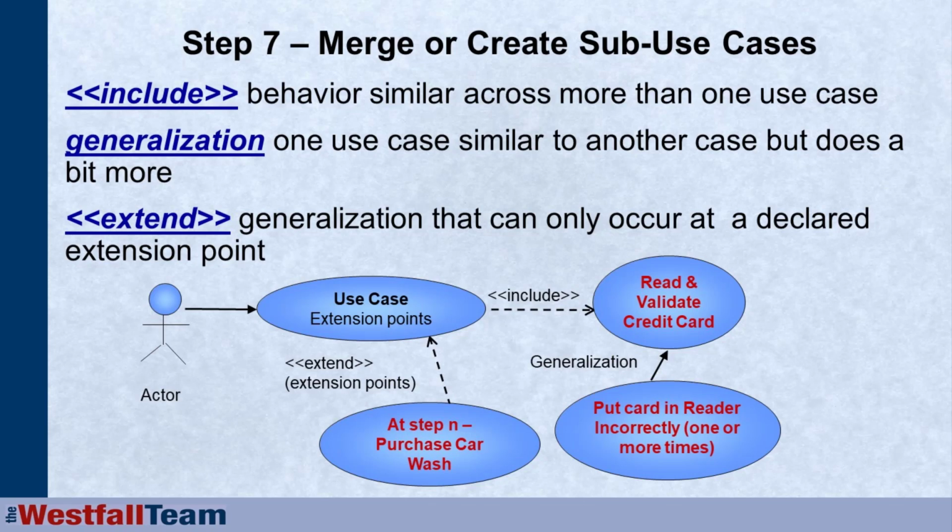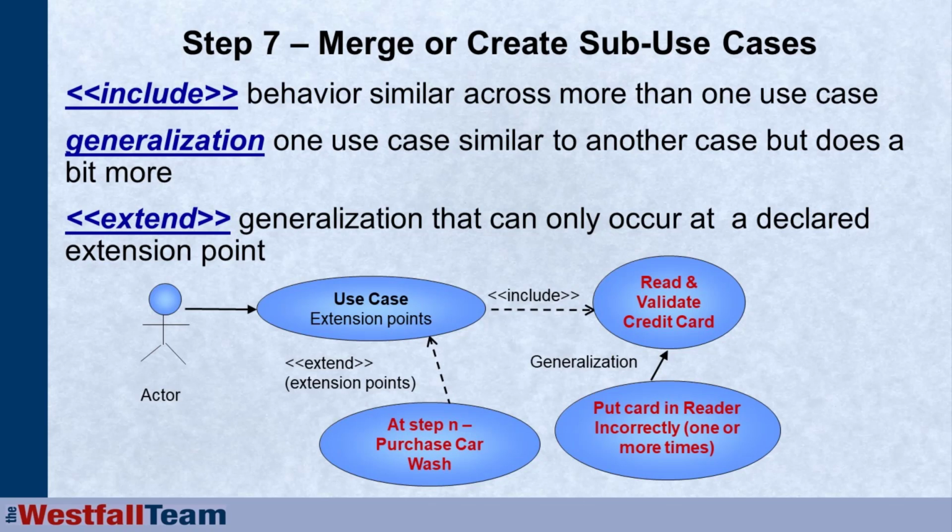A generalization is simply one use case similar to another use case, but a bit more. For example, you might have a generalization that says, put the card into the card reader upside down or backwards one or more times. I always blame it on the fact that I'm left-handed, and the thumb picture is always wrong, but it seems like I'm always putting the credit card in wrong and then having to turn it over and put it back. So a generalization might be to put the credit card in one or more times incorrectly.